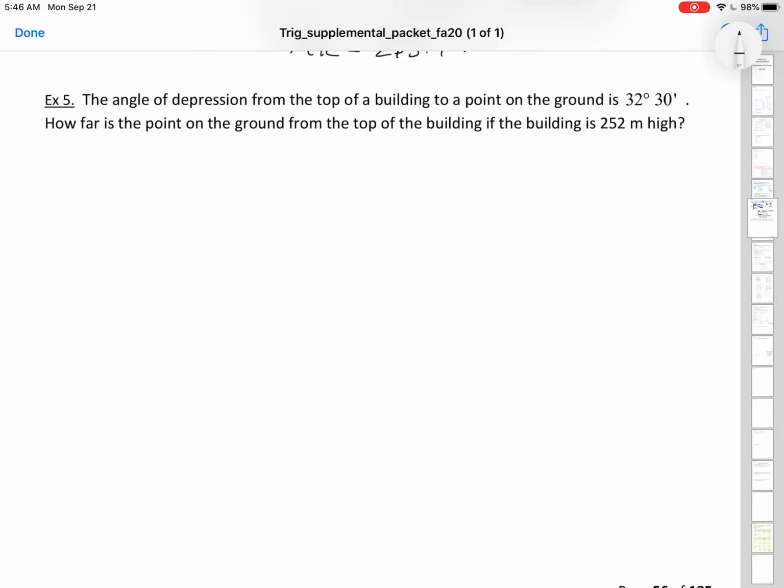Here are the concluding examples included in this 7.1 section. This next one talks about the angle of depression from the top of the building to a point on the ground, which is 32 degrees 30 minutes. So here's our building, and the angle of depression would be off of the horizontal line, going down. They're saying it's 32 degrees 30 minutes, so they're back to using degrees and minutes. And here's the ground.